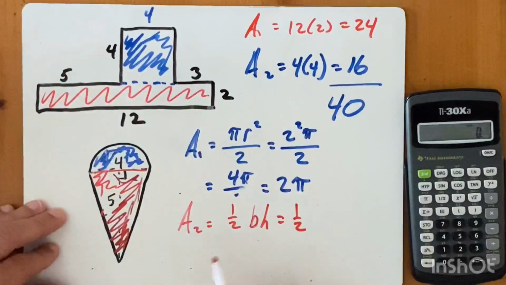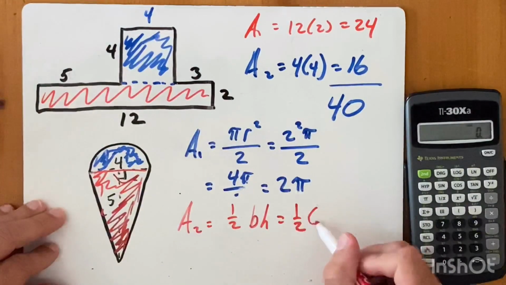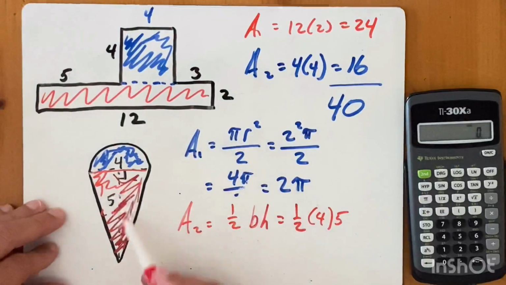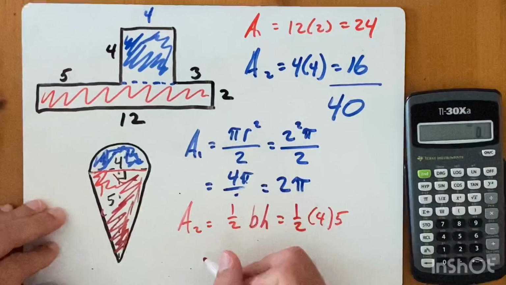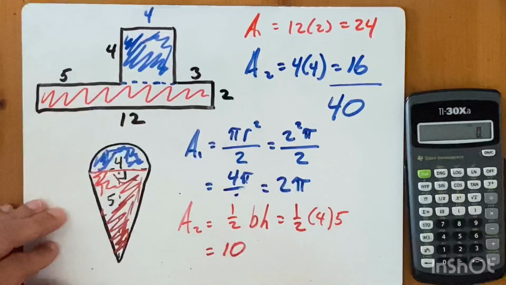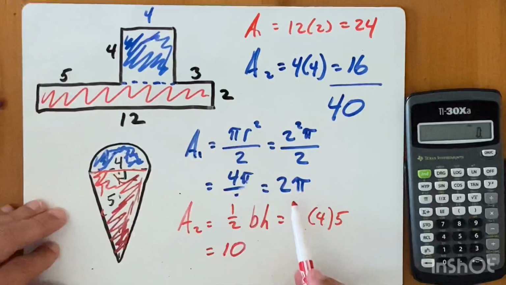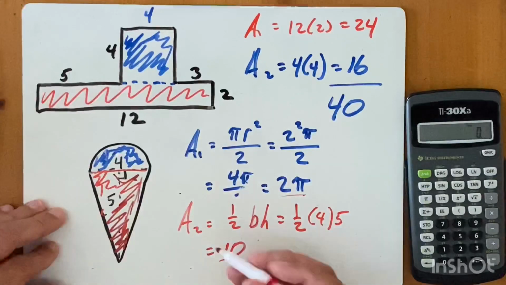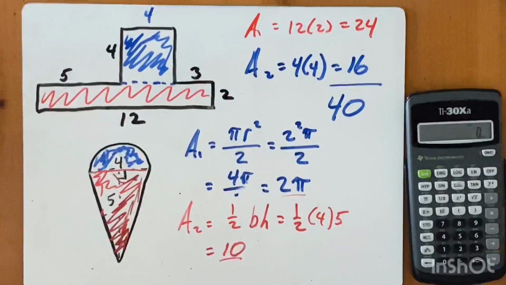So that's 1/2 times the base, which is 4, times the height, which is 5. The area of the triangular region is 4 times 5 is 20, and then times 1/2, that's equal to 10. Now we need to add those two together. So we need to add together 2 pi and 10. Let's go ahead and do that.